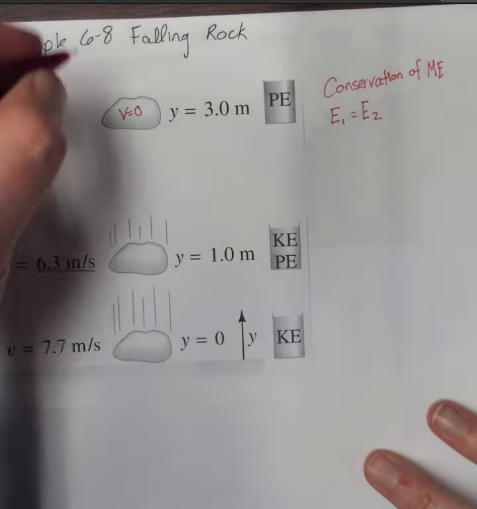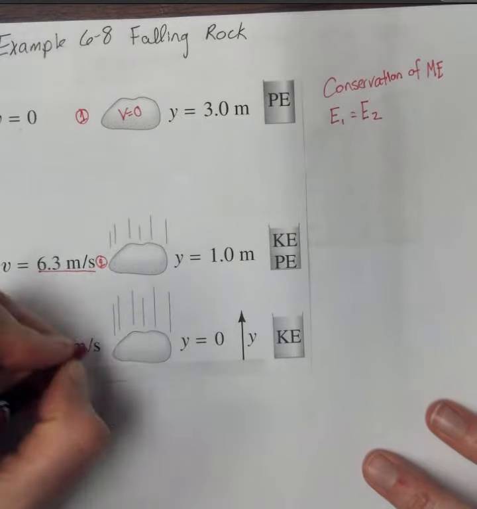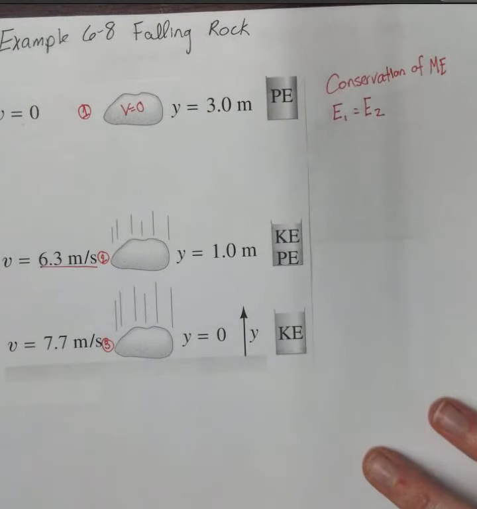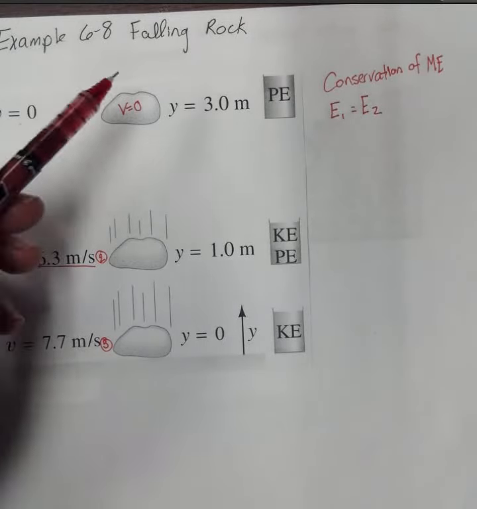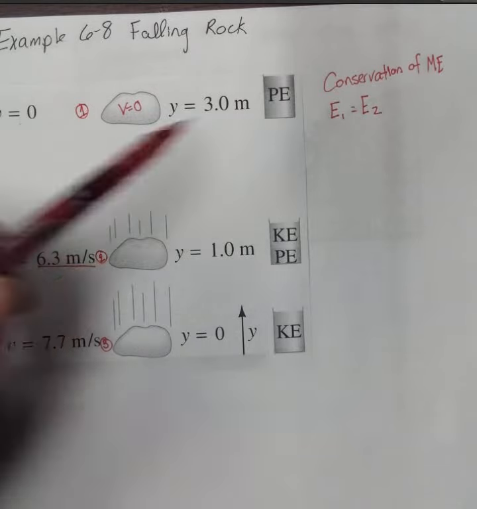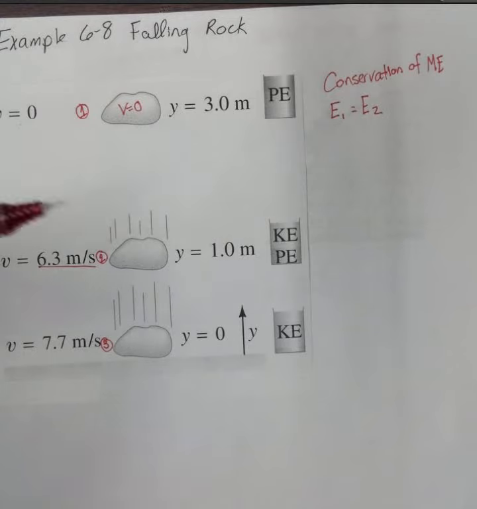So we're going to call this point number 1, we'll call this point number 2, and we'll call this point number 3. So, just like before, an object experiencing free fall, we're neglecting air resistance, so there's no non-conservative forces working. That's why this equation is true. As soon as the rock is released, it begins experiencing free fall, and we can apply the conservation of mechanical energy the entire time it's in free fall.